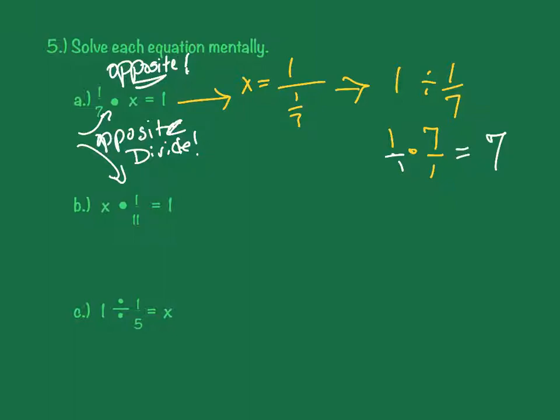Okay? So for A, x equals 7. And I know it seems like a little thing, but you really should leave the x in there telling me x equals 7. Okay?